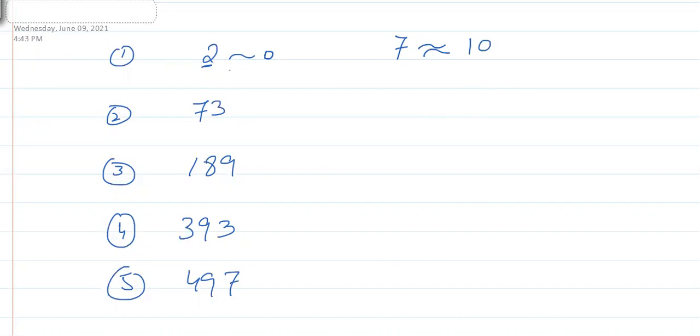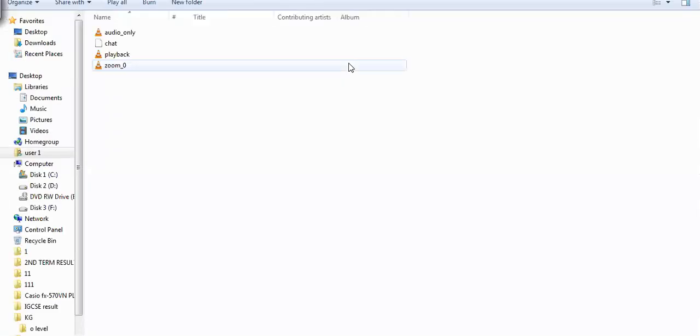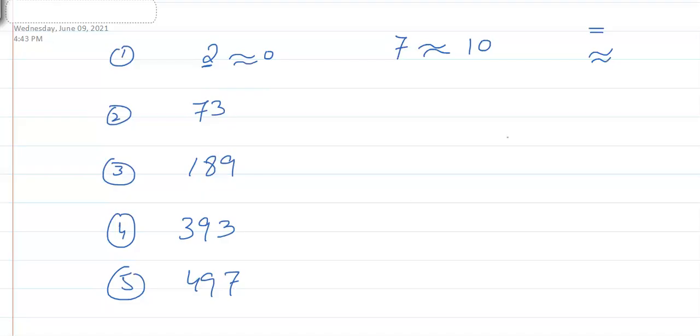For example, 2 is near to 0, so you will write it with this symbol. Keep in mind, this one is for equal and this one is for approximately equal, because when we round, our value is not 100% equal, but it is just approximately equal. So you will use this symbol whenever you round, either to a required decimal place, significant figure, whatever.